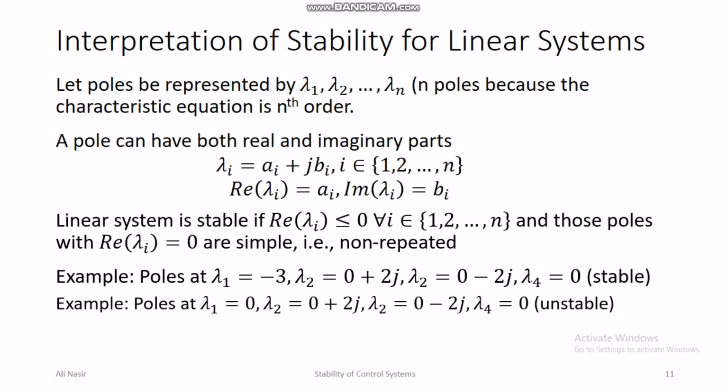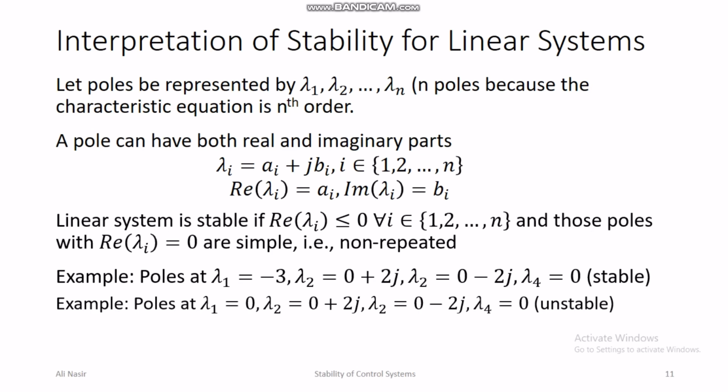Similarly, if a system has lambda 1 equals 0, lambda 2 equals 0 plus 2j, lambda 3 equals 0 minus 2j, and lambda 4 equals 0, then in this case the system is unstable, because lambda 1 and lambda 4 both have real part 0 and the imaginary part is also the same. So these are repeated poles with 0 real part. So this system is unstable.